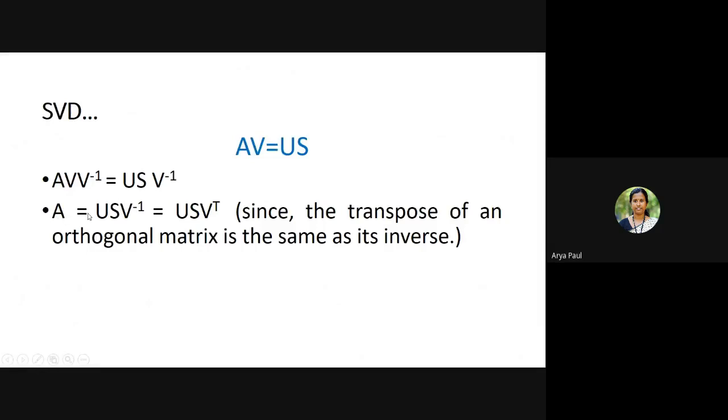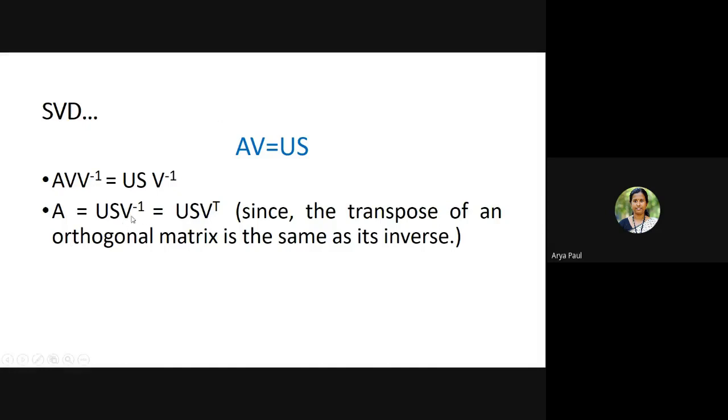Okay, A equal to U S V inverse. So what is V inverse? V inverse is actually V transpose. Why? Because V is an orthogonal matrix. So instead of V inverse, you can write V transpose, because for an orthogonal matrix, the transpose is the same as the inverse. Once again, I repeat, for an orthogonal matrix, the transpose is the same as the inverse.